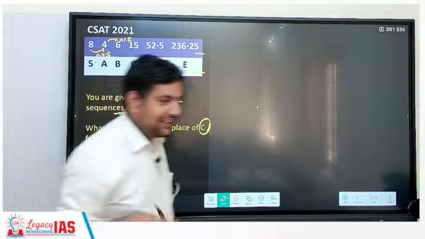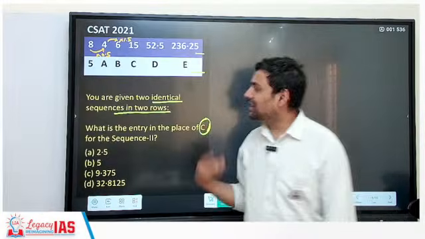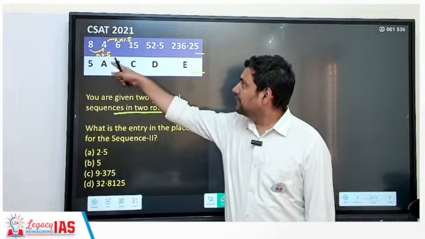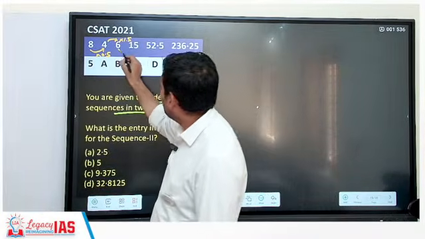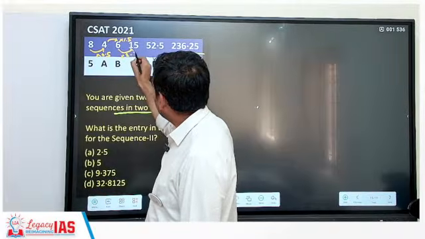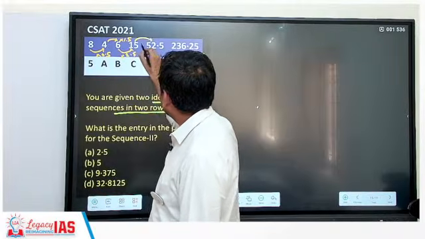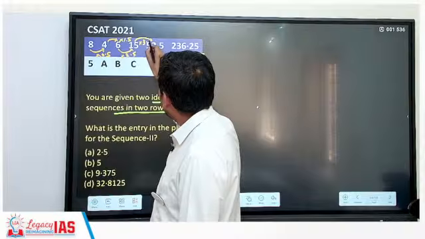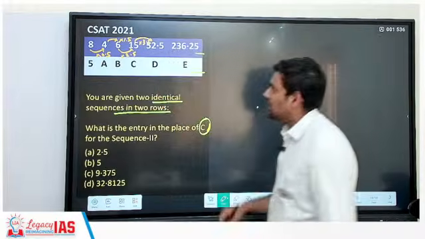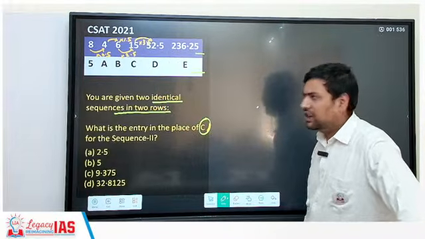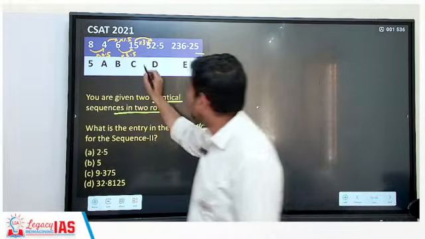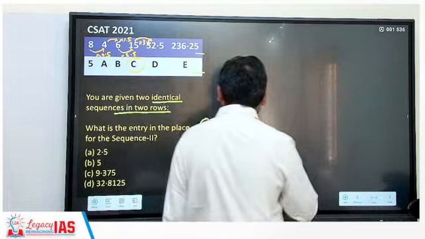Isn't this the very famous series that UPSC uses all the time? 0.5, 1.5. Next should be what? Into 2.5. Next would be what? Into 3.5. This is the series that they have given. If this is the series, now you want to find out the value of C. So how will you find out?